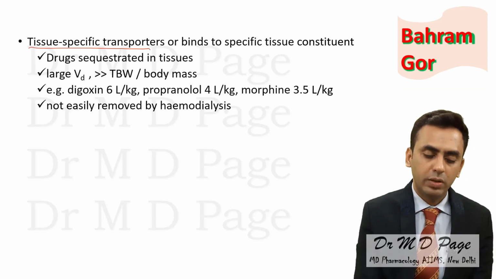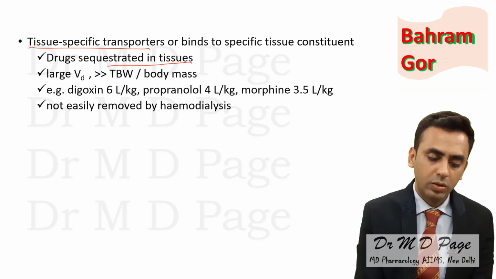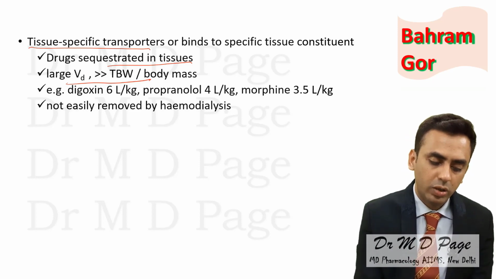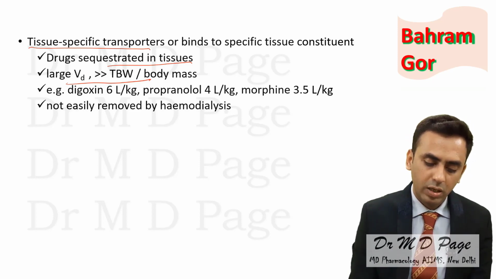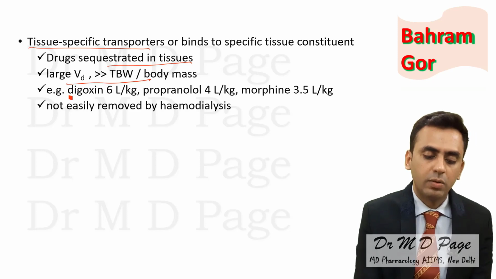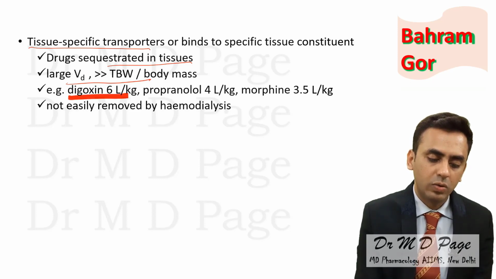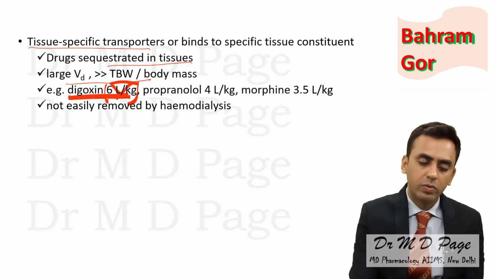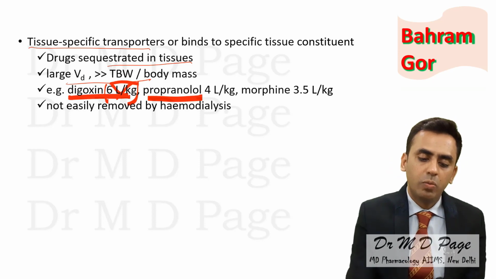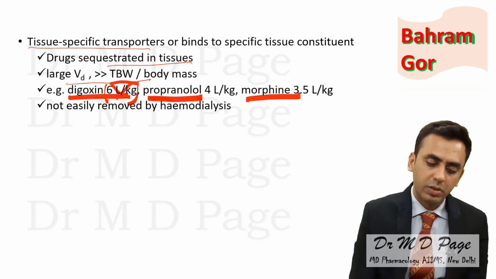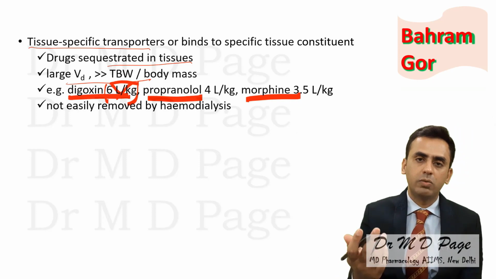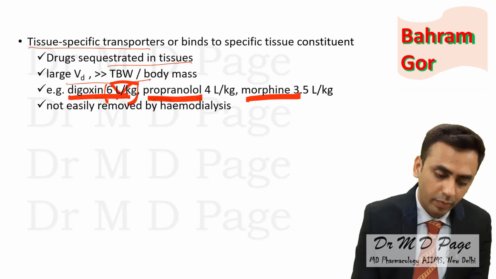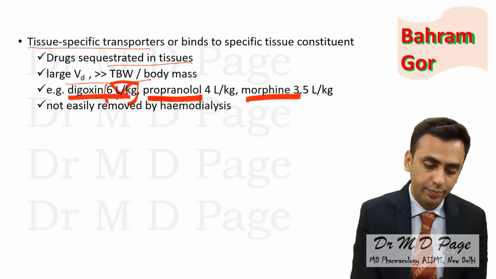If the drug has a tissue specific transporter, the drug gets sequestered in tissue, and the volume of distribution will be more than total body water or body mass. Examples are important, you have to remember, and all these have been asked. Digoxin has a high volume of distribution, you don't need to remember the value. Propranolol, morphine, consider the same example, 6 liter per kg. If the average man's weight is 70 kg, the volume of distribution will be 420 liters. So it is not less.